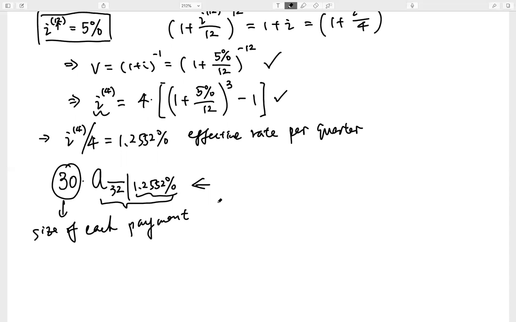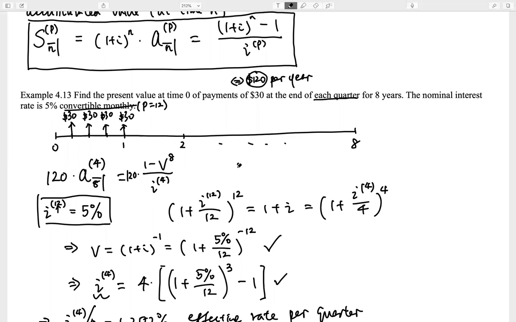Right? In the previous formula, 120. So in this case, 120 is the total payment per year. And this per year is fixed. It doesn't matter whether you have quarterly payment or monthly payment. It's always per year. It's the total amount of payment per year. So that's why I will need to do 30 times by 4 to get 120 in order to apply that formula. That's why personally I don't like this.